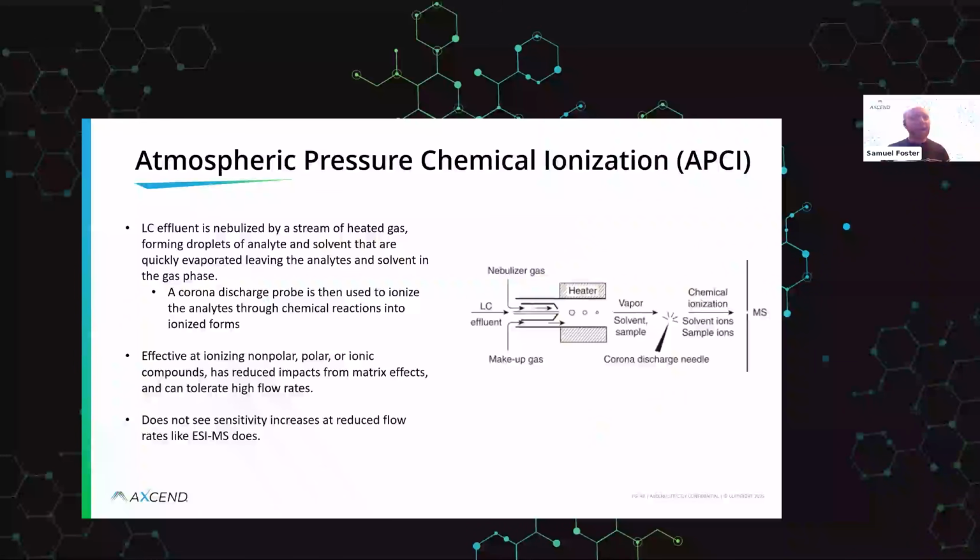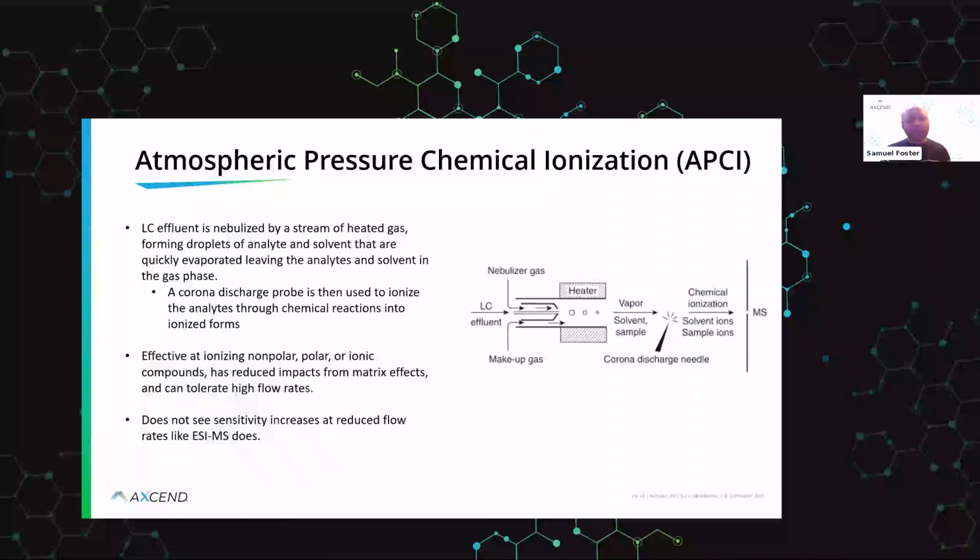Now, as for getting your samples into these ionized gas phases, I want to focus on two key techniques. There are a number of them, but we're skipping them due to time. So one of the common ones is APCI, or atmospheric pressure chemical ionization. In this case, the effluent of your LC is nebulized by a stream of heated gas, which evaporates the solvent, getting everything into the gas phase, and then a corona discharge needle imparts a charge onto your analytes before sending them to the mass spec.